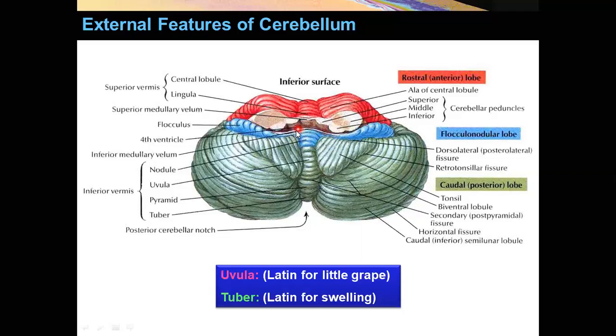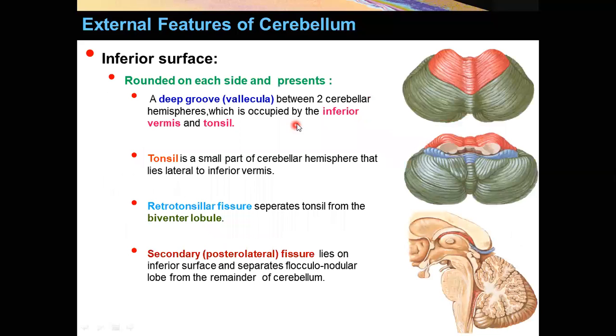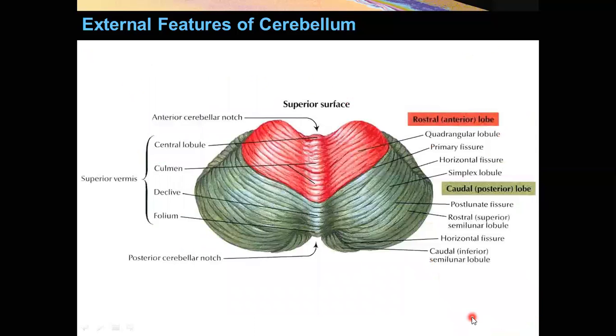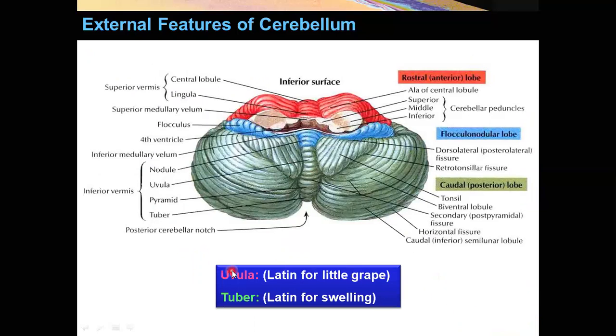Again, this is the inferior medullary velum and superior medullary velum, which surround the fourth ventricle. Look, here is the superior medullary velum and inferior medullary velum, which form the roof of the fourth ventricle, the superior medullary velum superiorly, the inferior medullary velum inferiorly. Okay, here the uvula means little grape and the tuber means swelling.